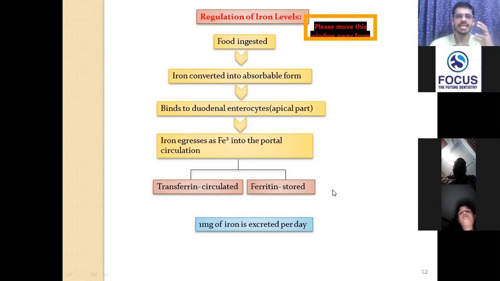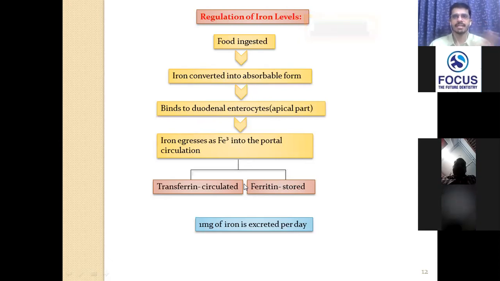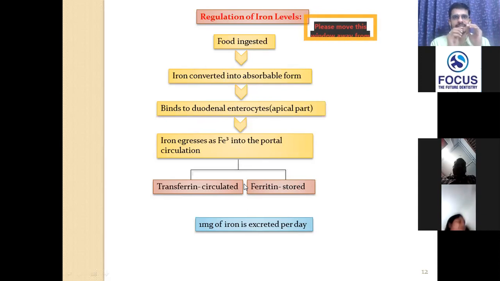Iron in the human body comes from ingested food, which is absorbed in the duodenal enterocytes, right? And it is either stored in a form called ferritin, or it is circulated in a form called transferrin. Trans means transporting, ferrin, iron, hence the name transferrin. And for storage, ferris is the scientific name for iron, isn't it? So ferritin keeps the iron in the body, that's the storage form of iron. So ferritin and transferrin. Also, you should remember that 1 milligram of iron is excreted per day.